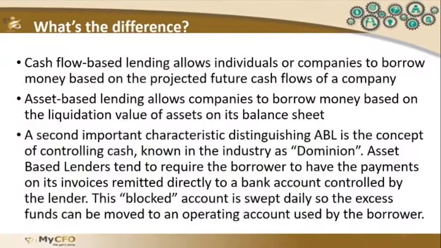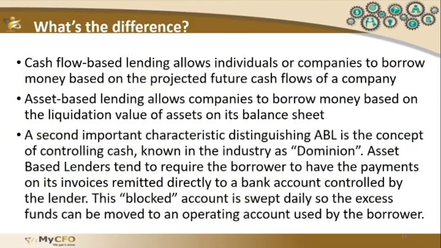Cash flow lending allows individuals or companies to borrow money based on the projected future cash flows of a company. Asset-based lending allows companies to borrow money based on the liquidation value of the assets on its balance sheet. So the basic difference here is the first one is actually assuming that it's a going concern, and the second one is always with the assumption that it's a liquidation scenario. So what will happen if this company is to liquidate today? That's the mindset you have when you are an ABL lender.